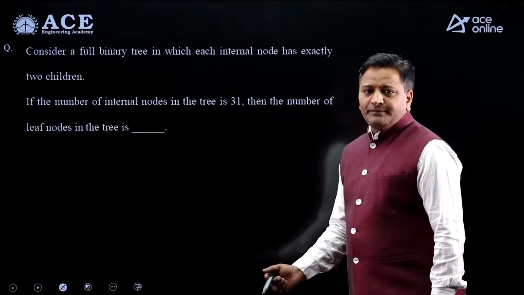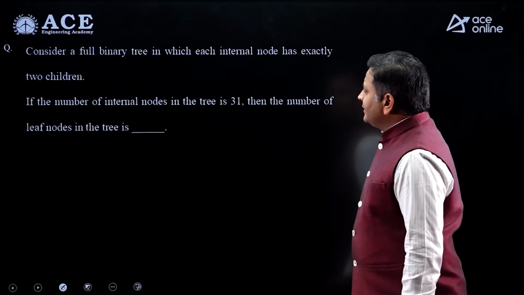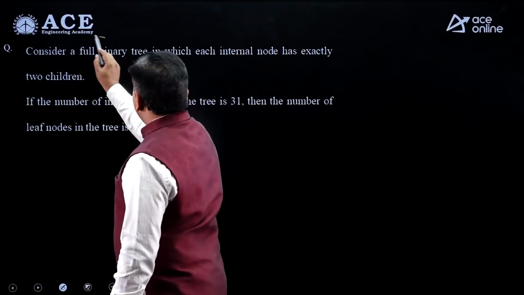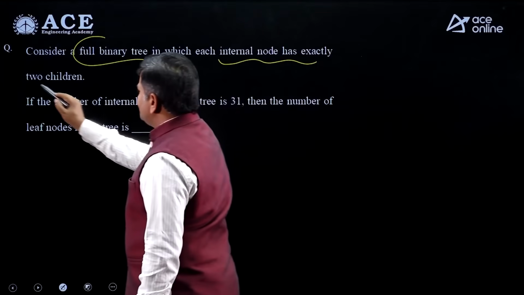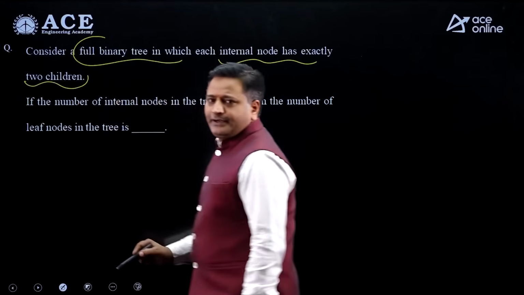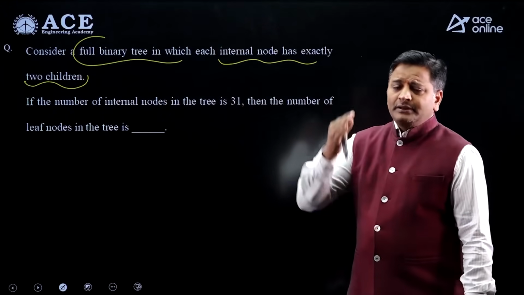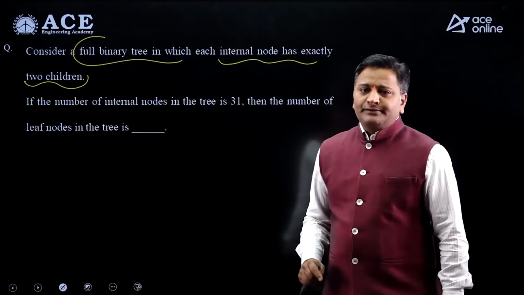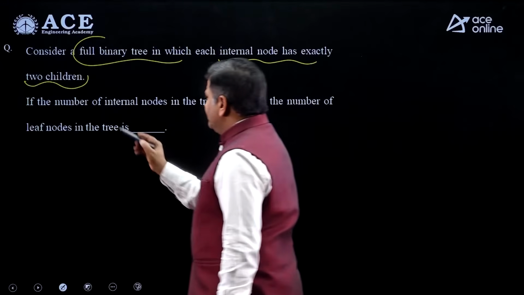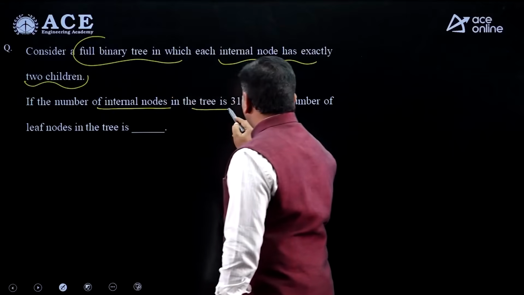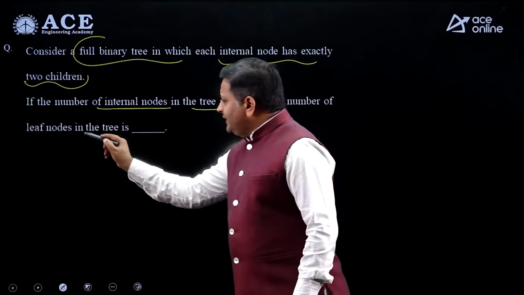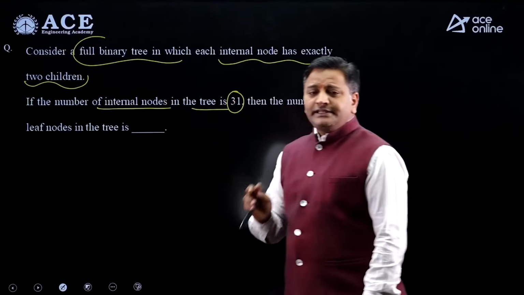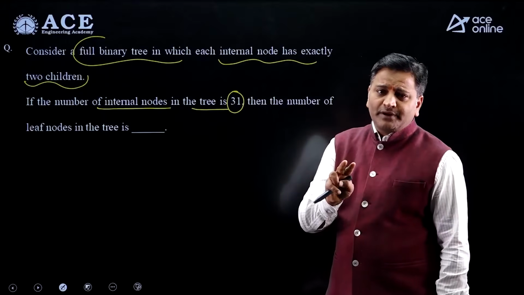Next, this question is based on the full binary tree. Consider a full binary tree in which each internal node has exactly 2 children. It is one of the definitions of a full binary tree. Full binary tree means every internal node has exactly 2 children. In such a case, the number of internal nodes in the tree is 31. Then the number of leaf nodes in the tree is, see, there is a relationship between the number of internal nodes and the number of leaf nodes.